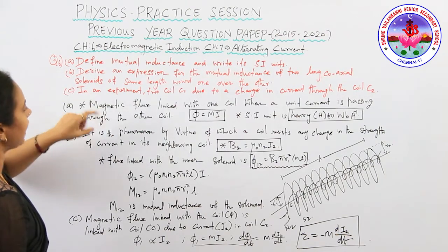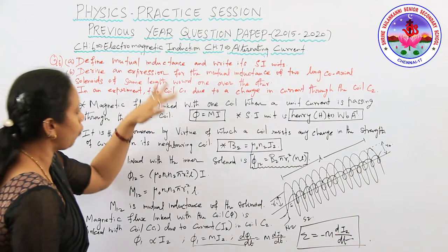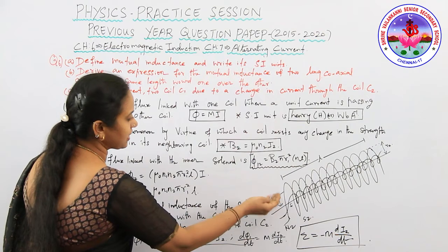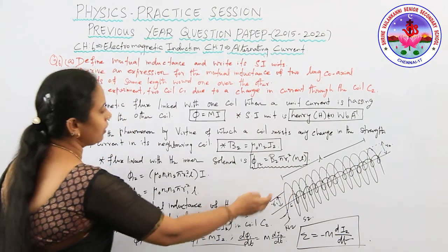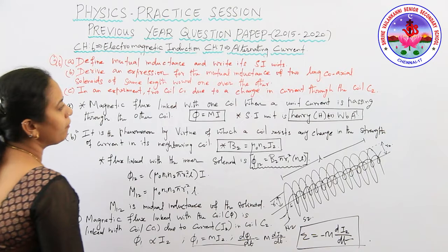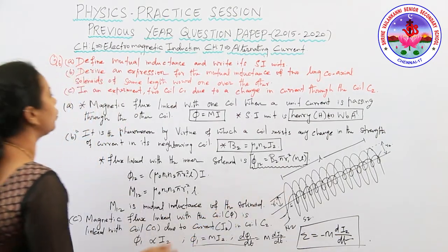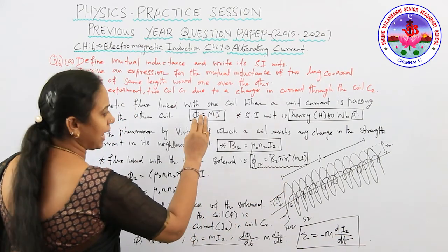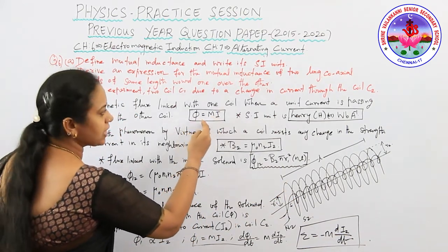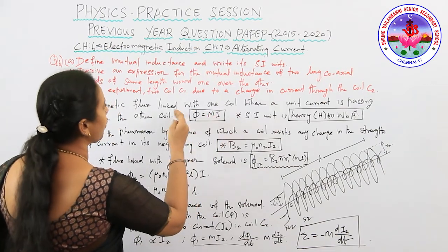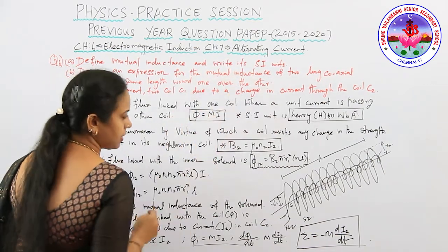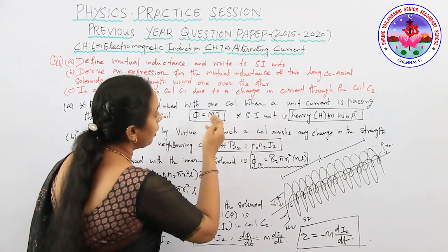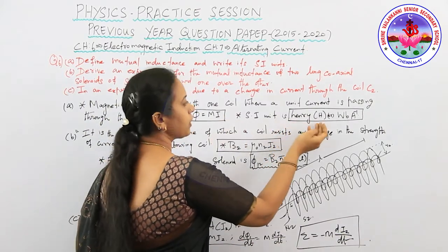The definition says that the magnetic flux linked with one coil, you may see the diagram, from that also you can understand. The magnetic flux, that is phi, is linked with one coil when unit current is passing through the other coil. So it depends on the other coil. So phi is directly proportional to I. So phi equals M I, and we can say that M is the proportionality constant, the mutual inductance. And the SI unit of mutual inductance is Henry, H, or Weber per ampere.